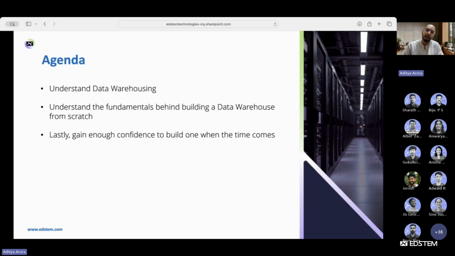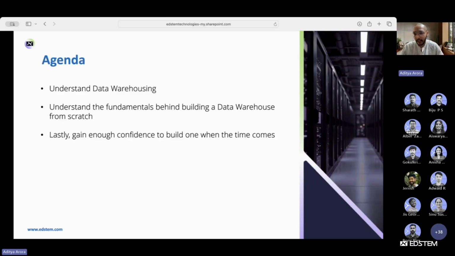So this is going to be our agenda. First, to understand data warehousing, and by the end of the session, understand the fundamentals behind building a data warehouse when you do it from scratch. And lastly, gain enough confidence that you can implement those fundamentals when the time comes.